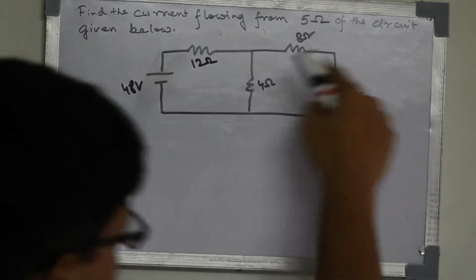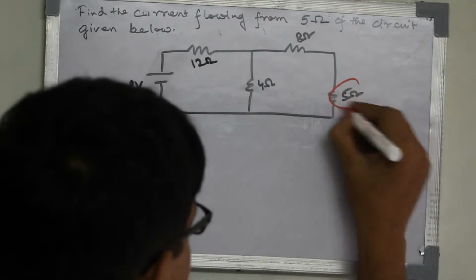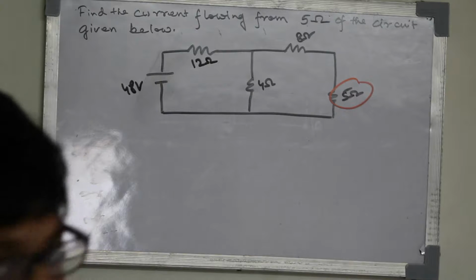Okay, here is the 5 ohm circuit. Now we'll point this. This is the 5 ohm circuit, and we can solve this problem in 5 simple steps only. So the first step is we have to remove the load resistance. Now what is the load resistance?